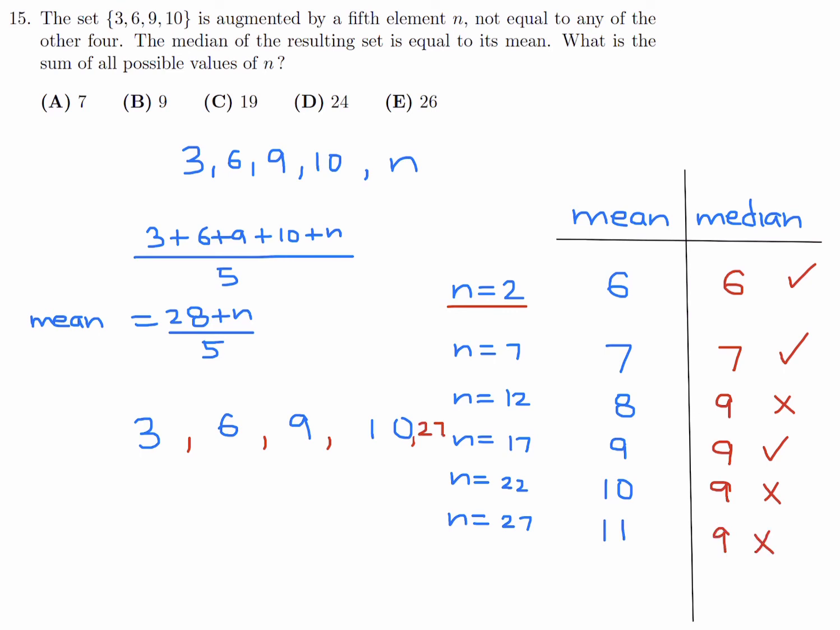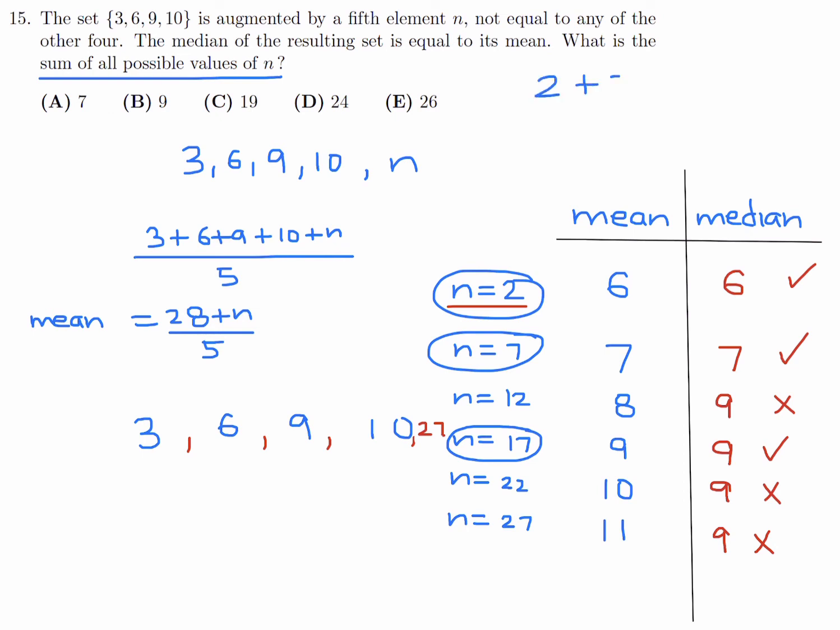So the only values of n for which the mean is equal to the median are n equals 2, n equals 7, and n equals 17. And they want you to add up the possible values of n. So those are 2 plus 7 plus 17, and that is 9 plus 17, which is 26. So number 15, the answer is E.